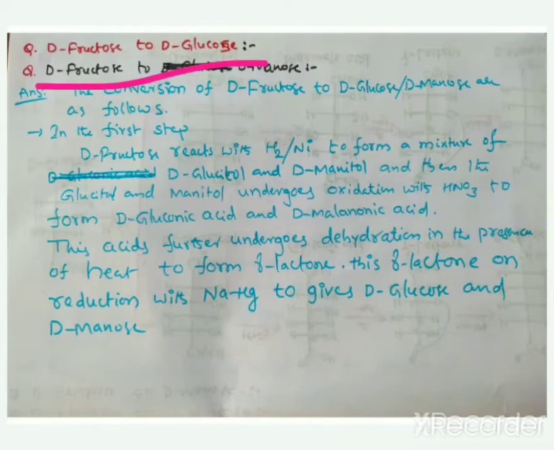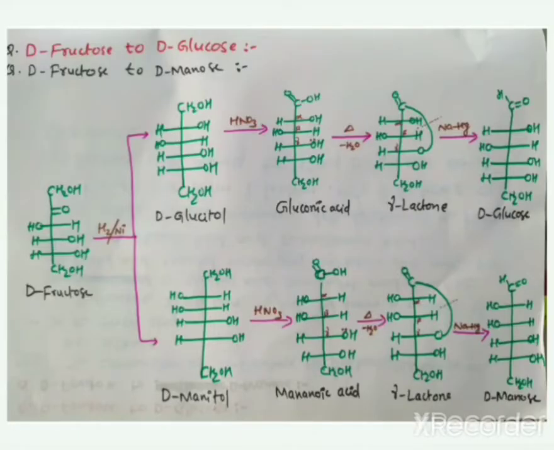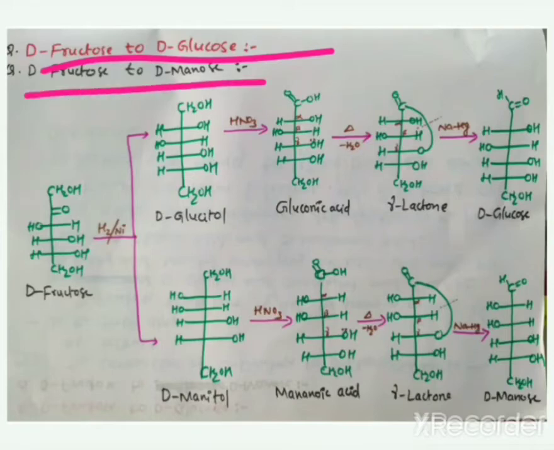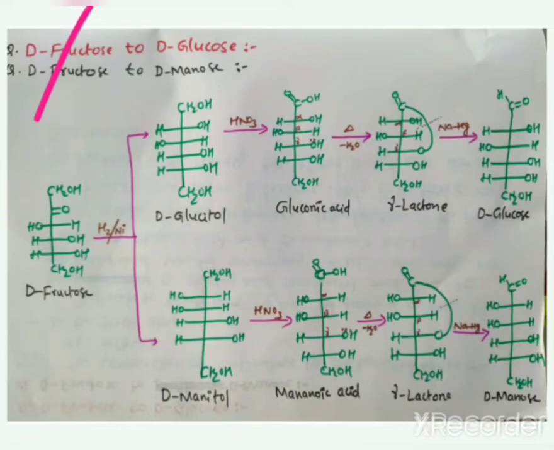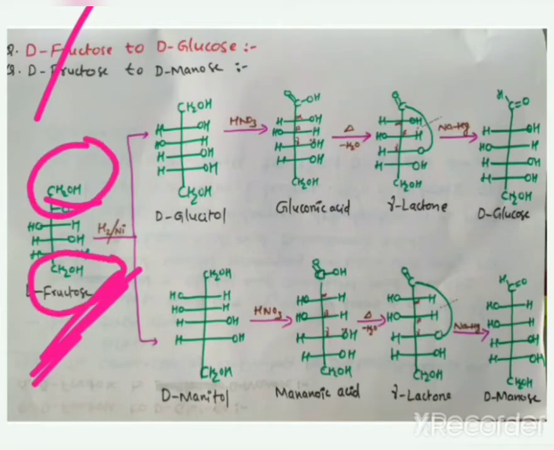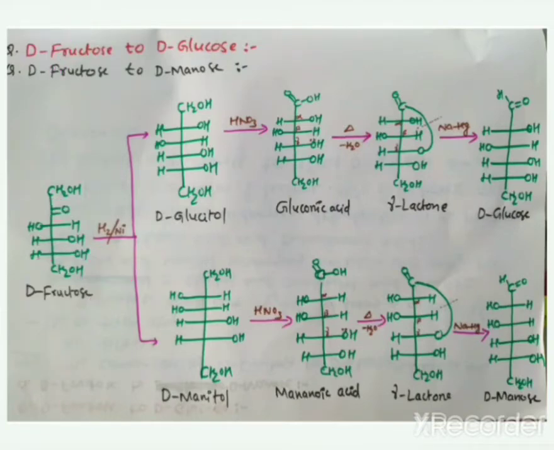Now the chemical equation is illustrated as follows. This is the chemical equation: D-fructose to D-glucose, D-fructose to D-mannose. The starting compound is D-fructose. On second carbon, the carbonyl group is present. On top CH2OH, bottom CH2OH. On the third carbon, OH is on the left side. This is the fructose.